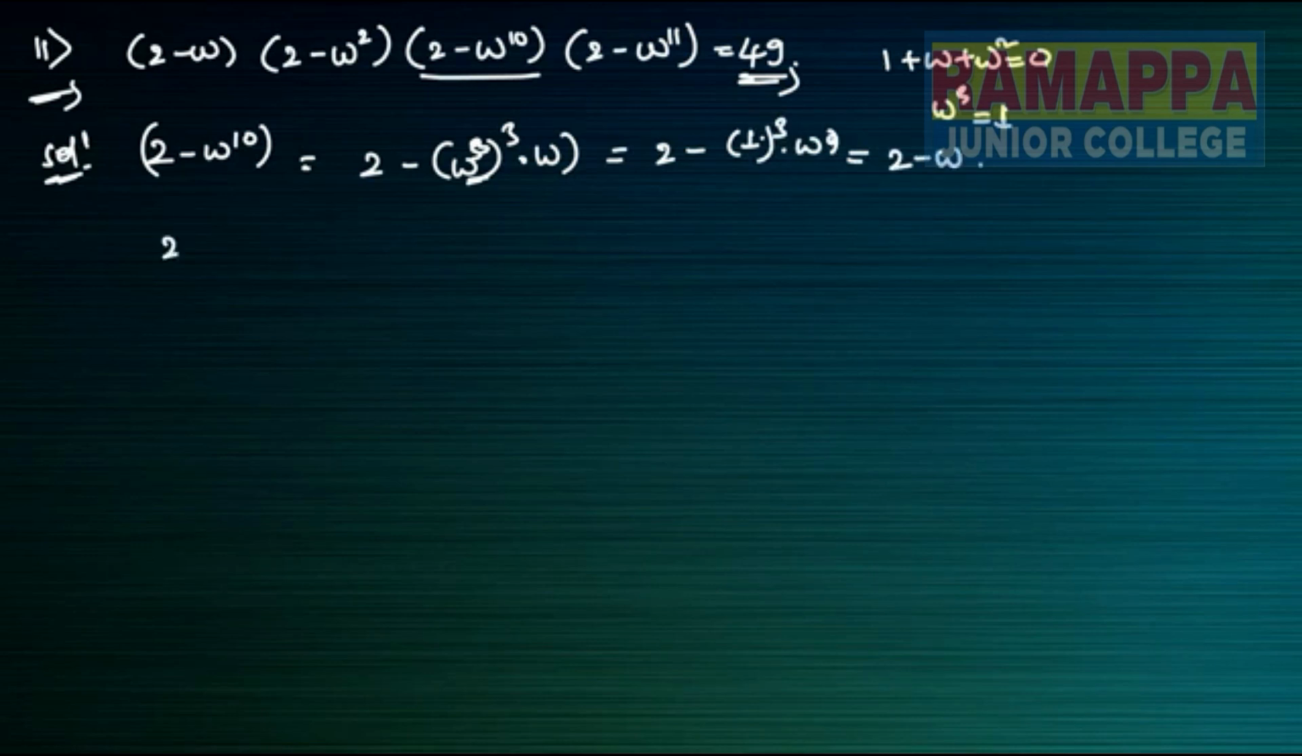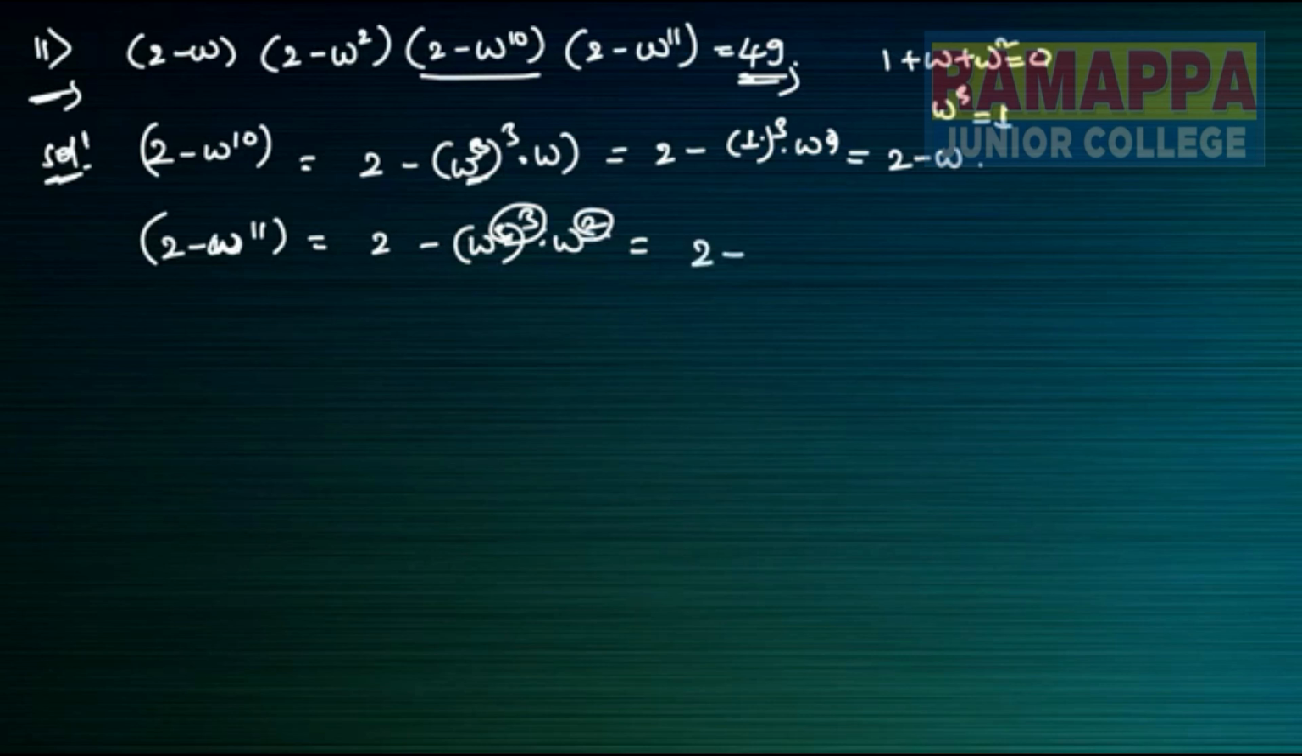Now 2 minus omega power of 11 is there. So it will become 2 minus omega power of 3 whole power of 3 into omega square, I will write. So 3 3s are 9, 9 plus 2 is 11, so omega power of 11. And it will become 2 minus, this will become total 1 whole power of 3 into omega square. So it will become 2 minus omega square here.